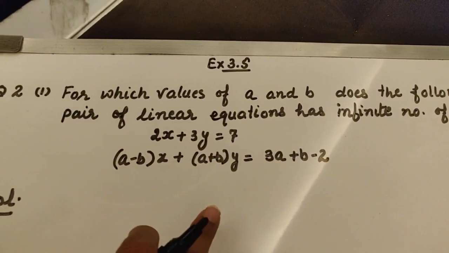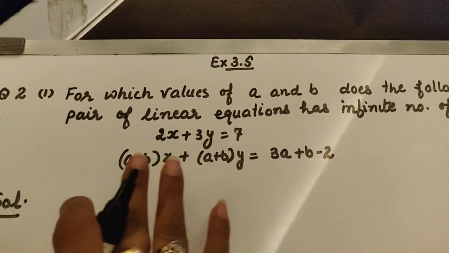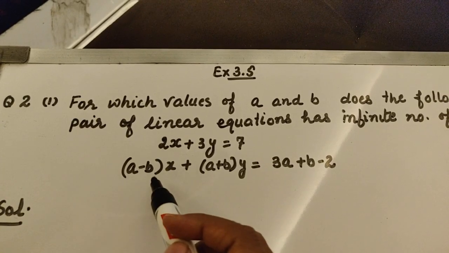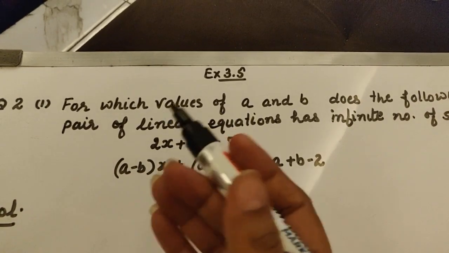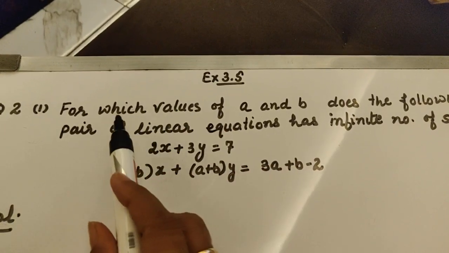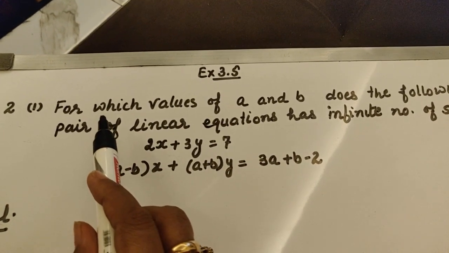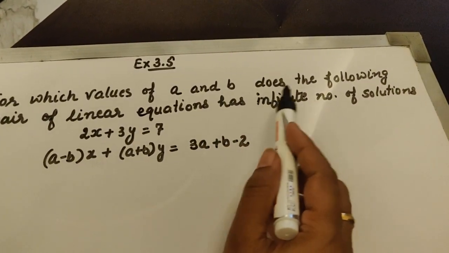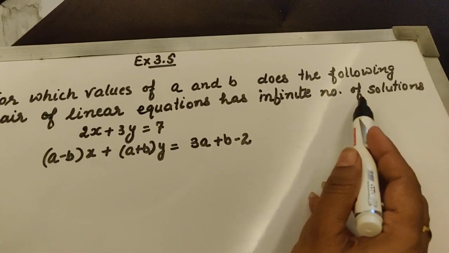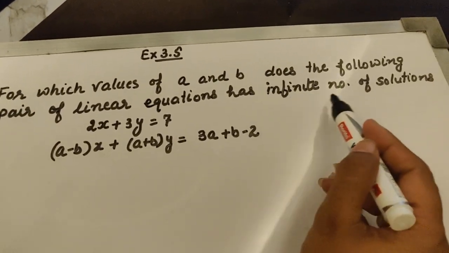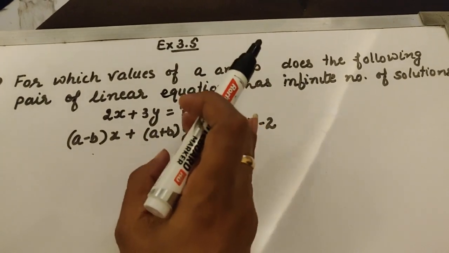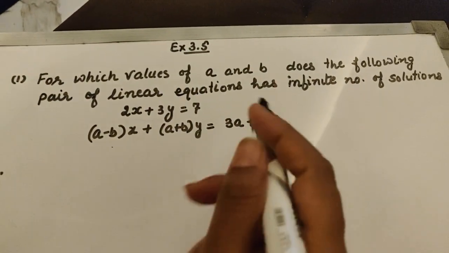Children, in this video I am going to tell you how to solve these type of questions where you need to find the values of A, B or K, given the condition. See the condition here. Let us read the question. For which values of A and B does the following pair of linear equations have infinite number of solutions? So this is the condition given to you. For what values of A and B will this pair have infinite number of solutions?